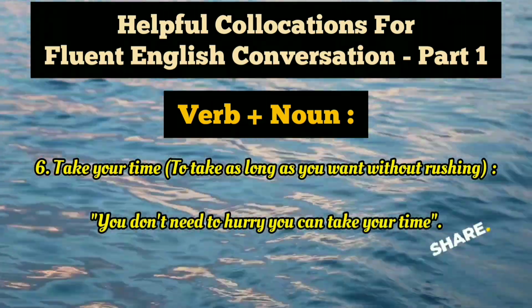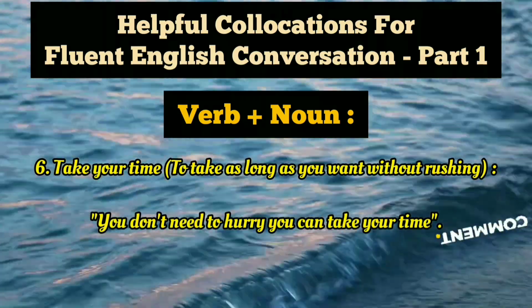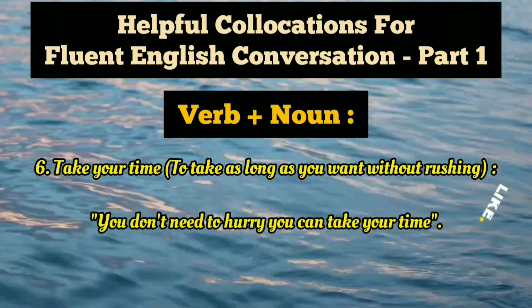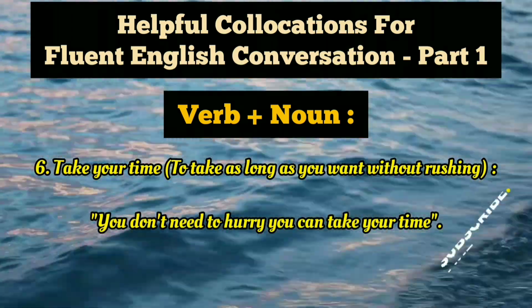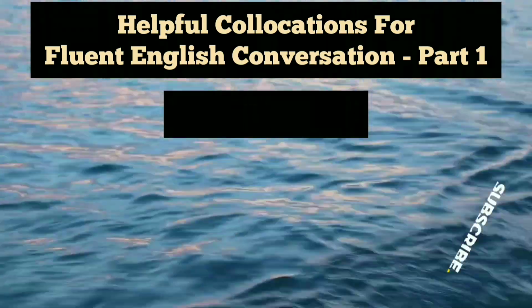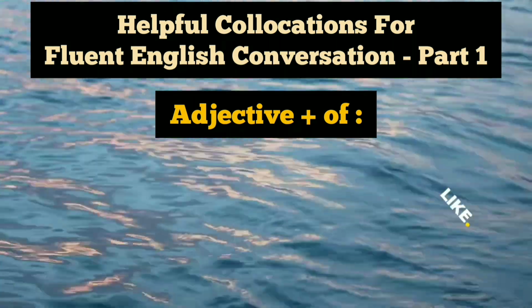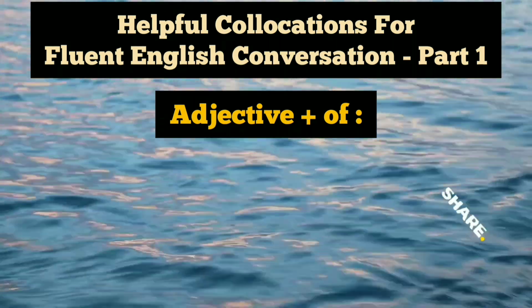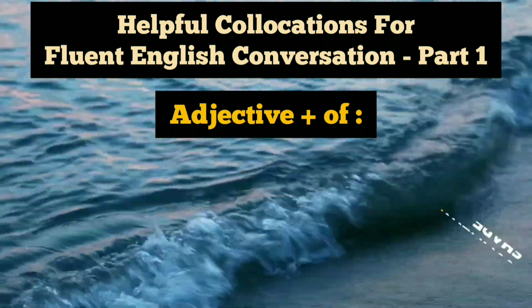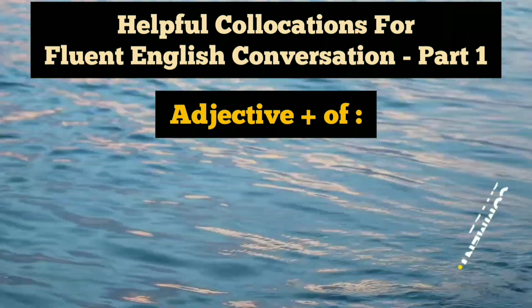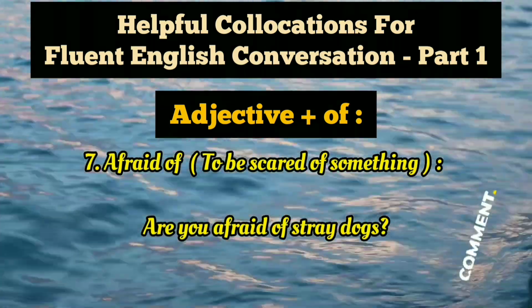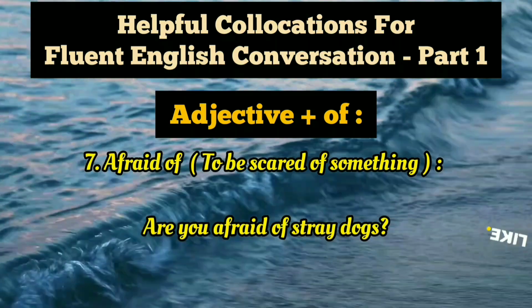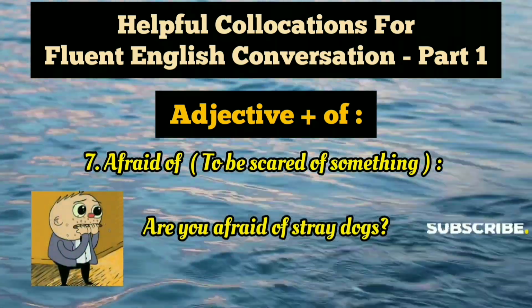We have discussed 6 collocations in this category, where we form the collocation by combining verb plus a noun, right? Up next I'll go to the second important category, where we combine adjective plus of. Here we will see some more interesting and useful collocations. The first one on your screen is afraid of. Here afraid is an adjective, and I'm combining it with of and forming this collocation, afraid of.